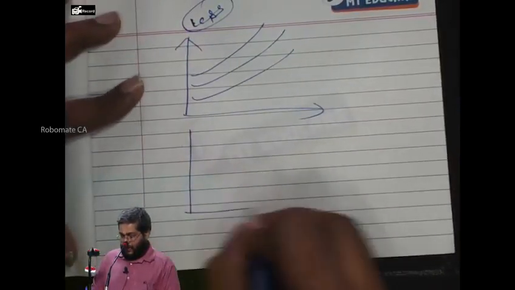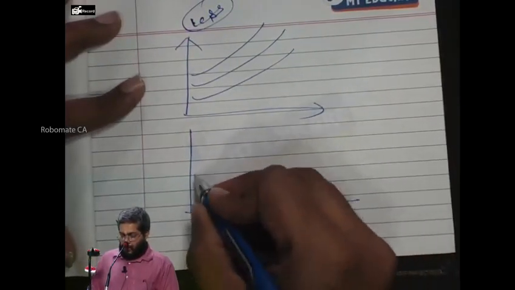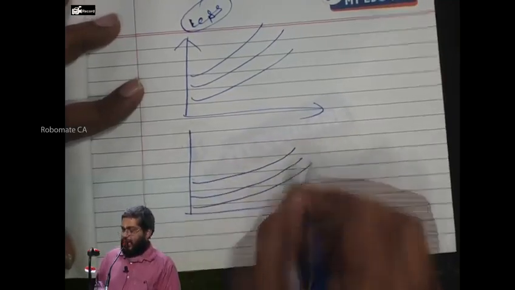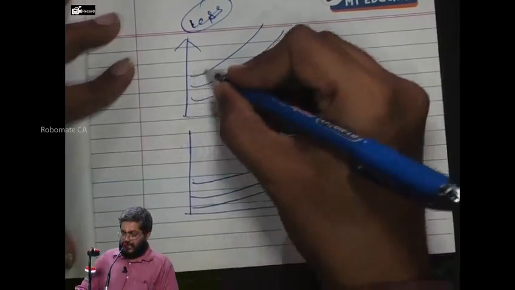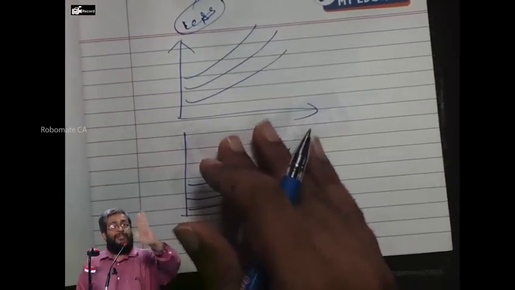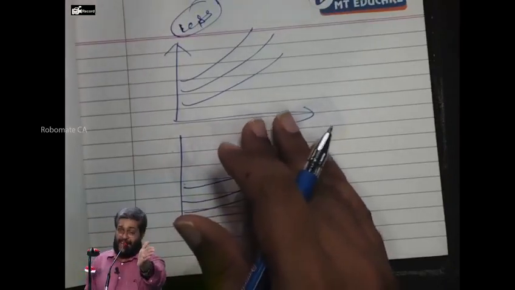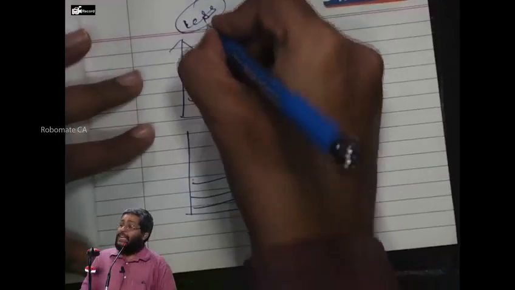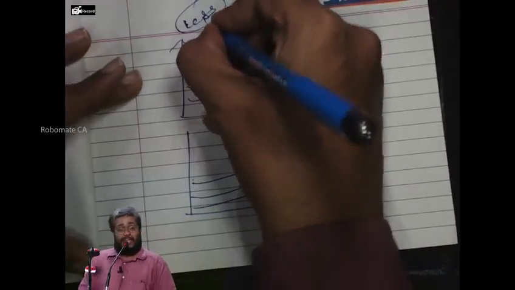Now, a person is willing to take more risk. The curve will be like this. Yes or no? This is steeper and this is what? Shallow. Steeper the curve, the slope is more. Slope is what? A. A is called as what? Adjustment factor. If A is more, he is averse to take what? Risk. He is a risk averse person.